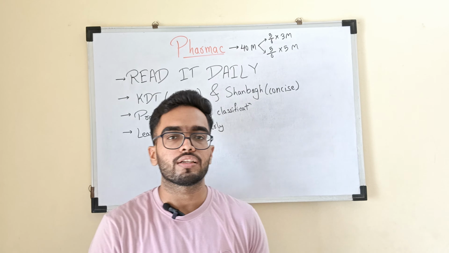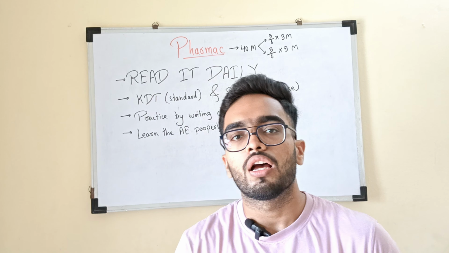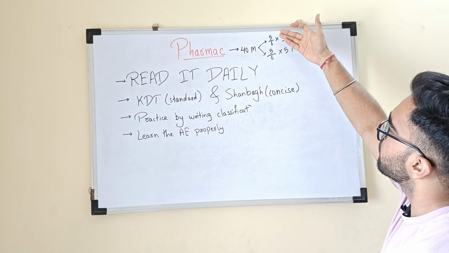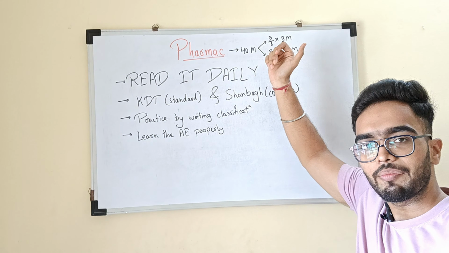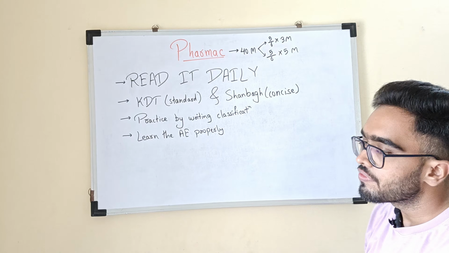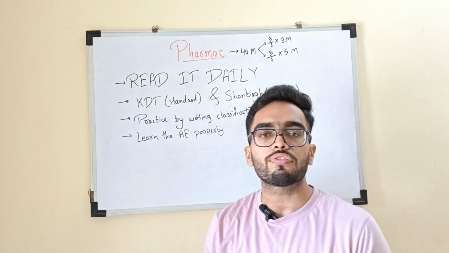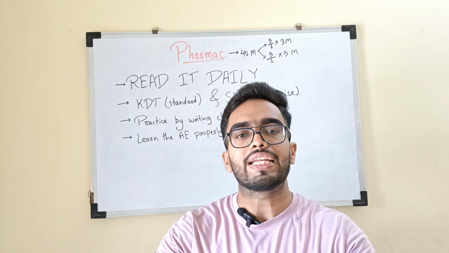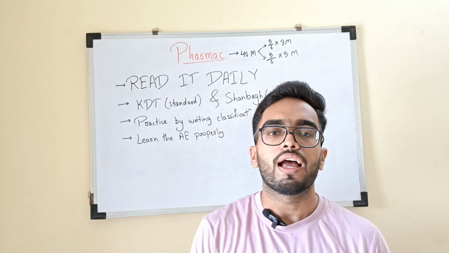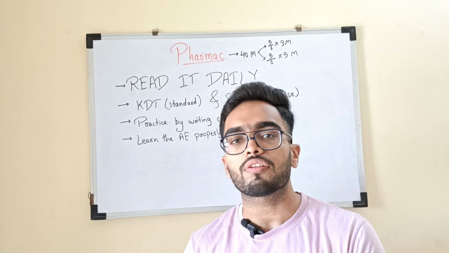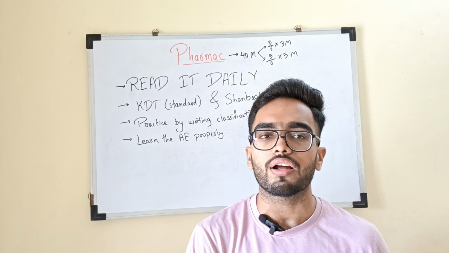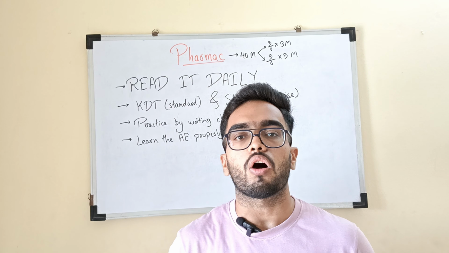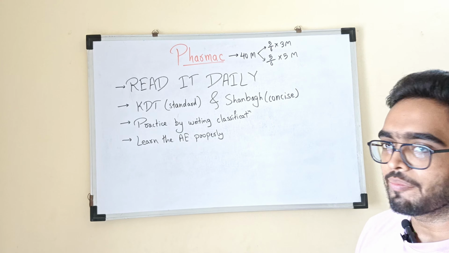So the next external subject is your pharmacology. Pharmacology is a 40-mark theory paper which is divided into 5 out of 6 questions of 3 marks and 5 out of 6 questions of 5 marks. And the books to be referred for pharmacology are KDT, which is a standard book. It is a very detailed and an amazing book. But you can also refer to Schanbach, which is quite a concise book. And if you are starting late with pharmacology and want to cover all of it, you can prefer Schanbach.